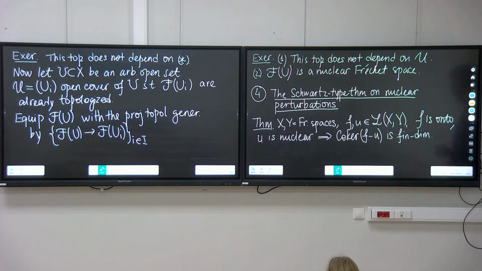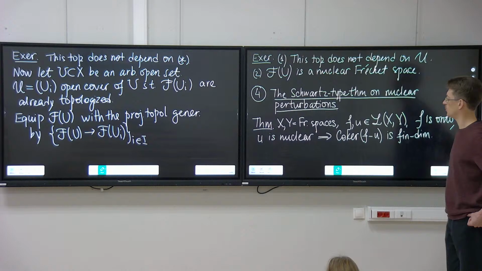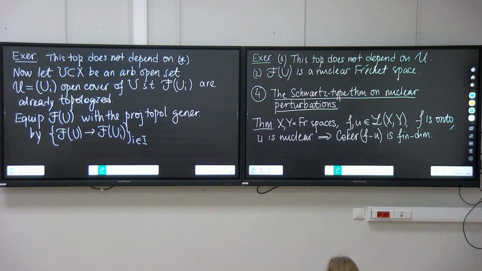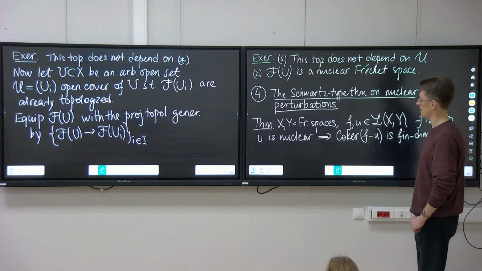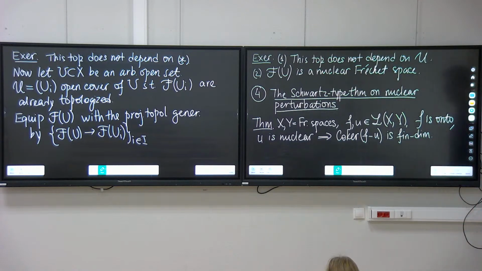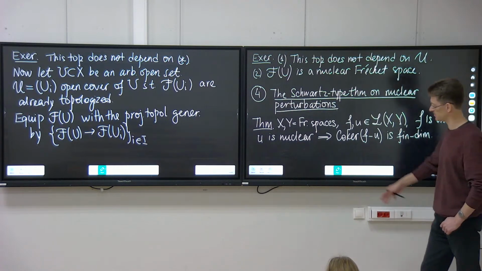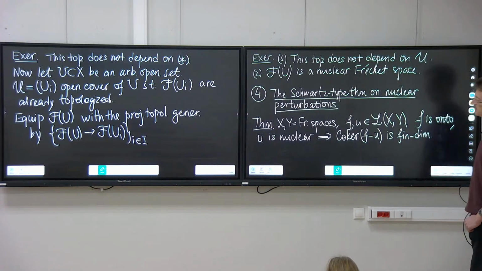So this is the main analytic part of the proof of the Cartan-Serre theorem. In fact, the proof of the Cartan-Serre theorem which we discuss here is different from the original proof due to Cartan and Serre. The original proof was based on the Schwartz theorem, which is not about nuclear perturbations, but about compact perturbations. But the original form of the Schwartz theorem is much more involved, and it turns out that in the case of nuclear perturbations, the proof can be essentially simplified.